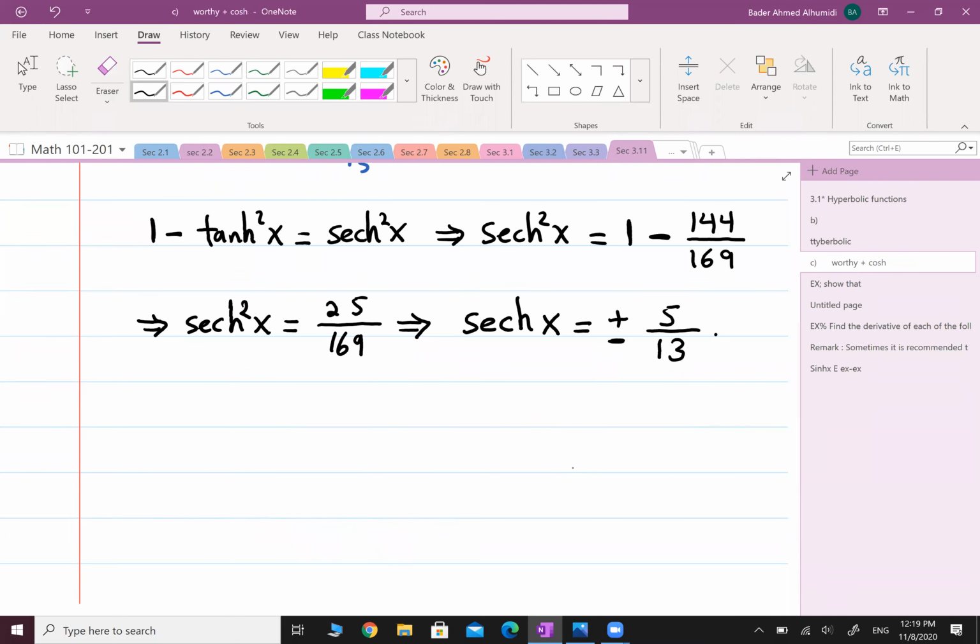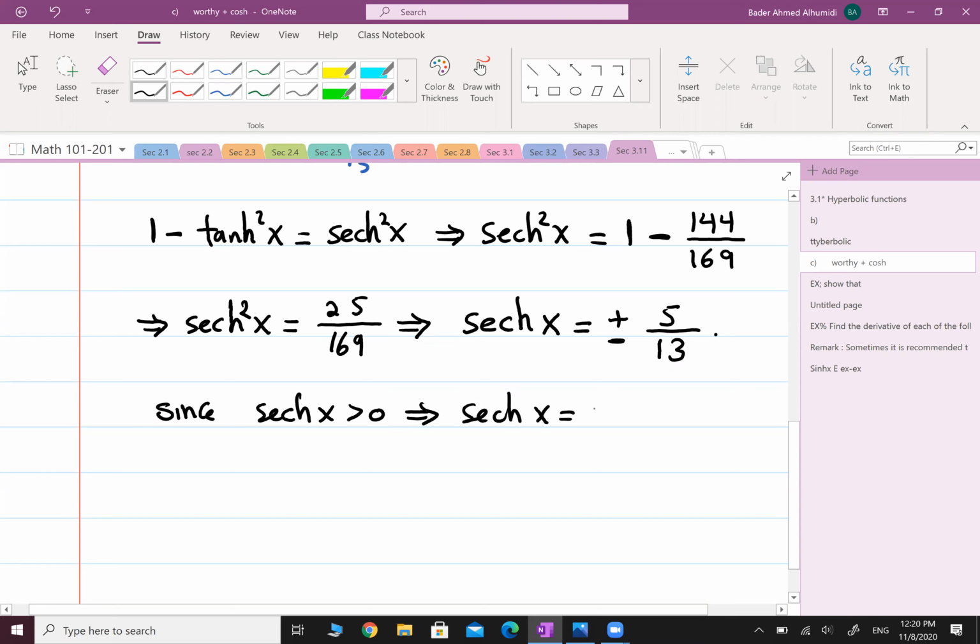If the number is greater than 1, its reciprocal is less than 1, and because it is positive, it will always be greater than 0. It will never equal 0, because there is no number that, when I divide by it, the answer is 0. So which answer do I take? Plus 5 over 13. Since hyperbolic secant of x is always greater than 0, this implies hyperbolic secant of x is only 5 over 13.